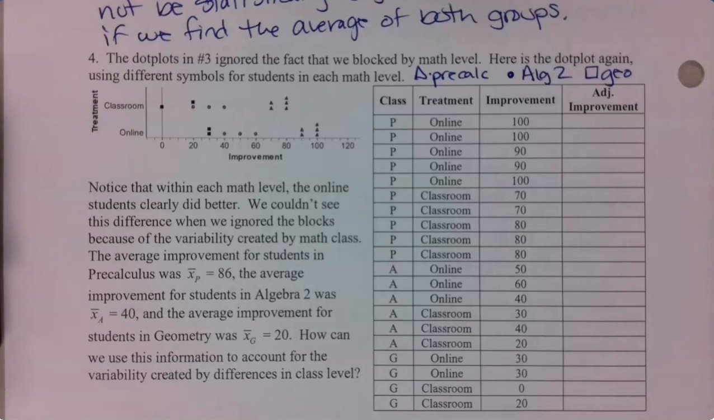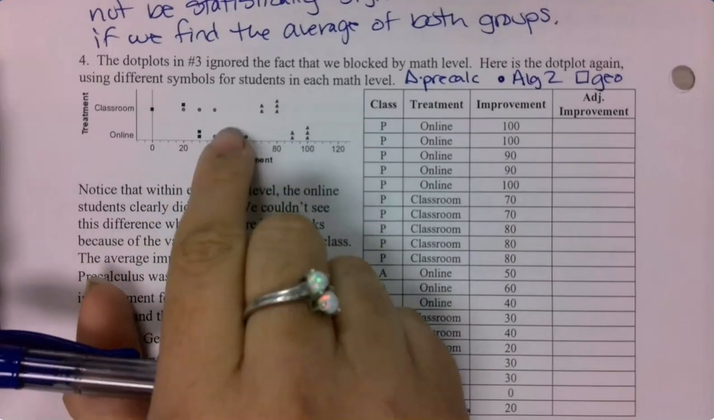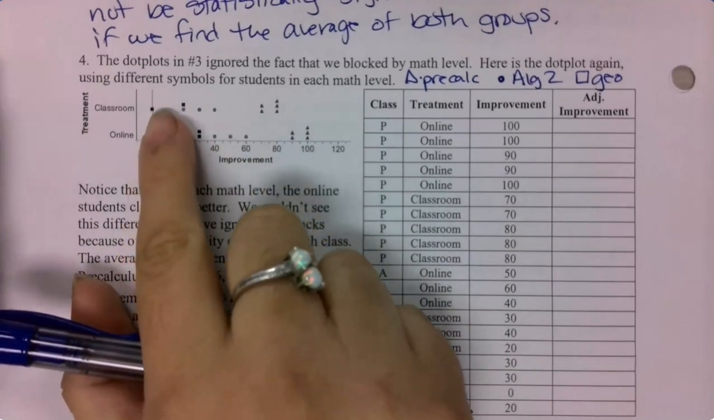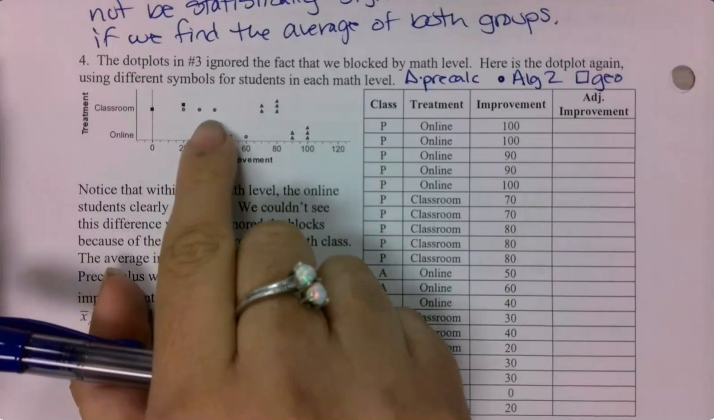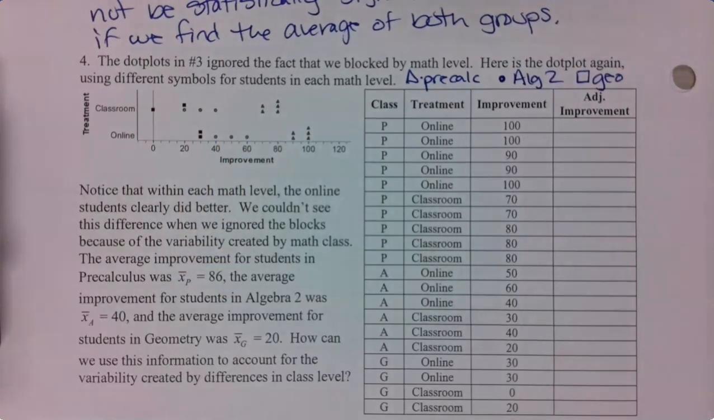Looking at these based on their shapes, within each math level, the online students clearly did better than the classroom ones because each of the dots are moved over for each of the groups. So the geometry kids move over, the algebra 2 kids move over, and the pre-calculus kids move over. We didn't see this difference before because of the variability created by math class.